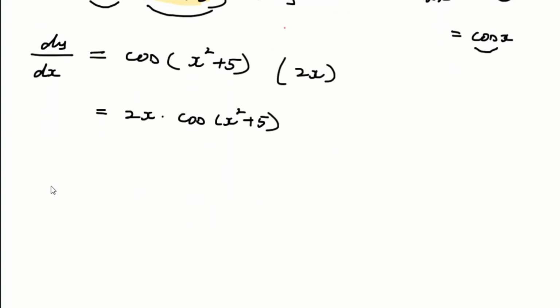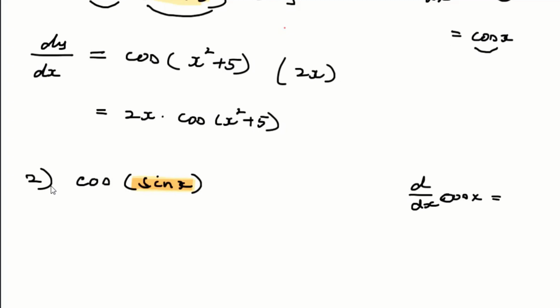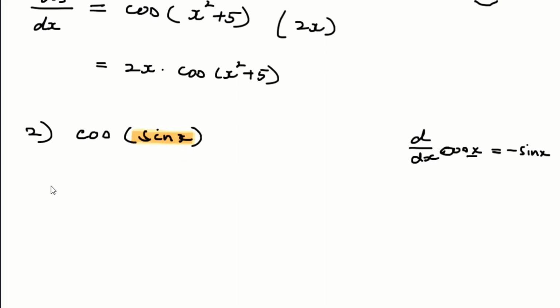Now let me move on to the second sum. Differentiate cos of sin x. Here again it is not cos x. It is cos of, in the place of x I have sin x, and I very well know that differential of cos x is minus sin x. So using this formula, differential of cos is minus sin.